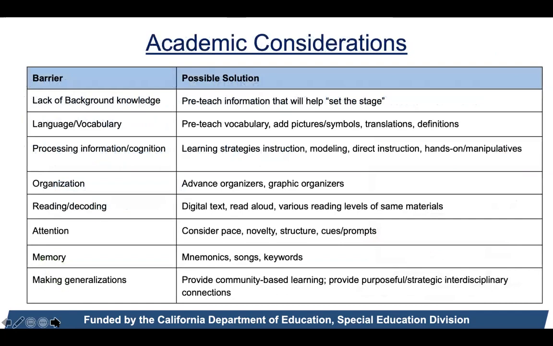And then we've also provided a couple examples of barriers in the academic realm and then possible solutions. Like lack of background knowledge. Not every student is going to come with an understanding of the content that's being taught. So we have to look at pre-teaching the information that will help set the stage and calibrate the understanding prior to the lesson being taught. So we're going to talk about prerequisite skills as part of the learning process also.